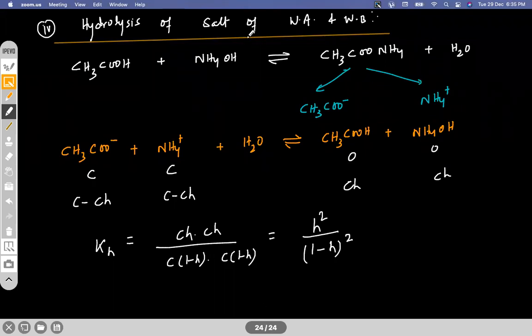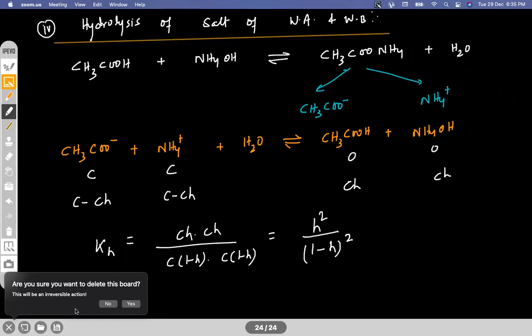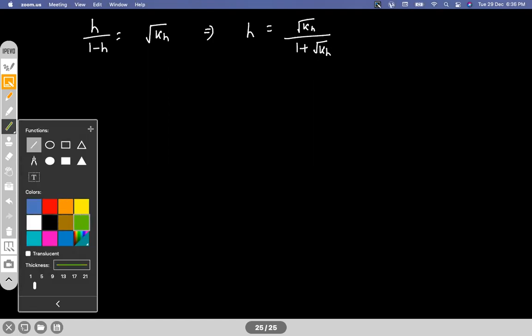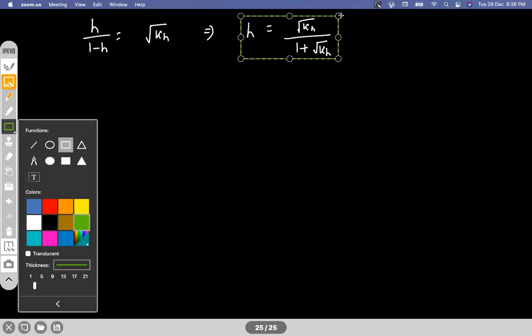Okay, done. Right, now you see, from this we can write down h by 1 minus h is equal to root over Kh. So the expression of h equals root over Kh by 1 plus root over Kh. This is one thing. Okay, this is the expression of h.